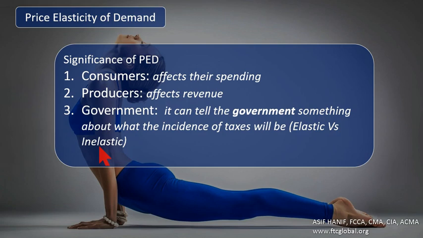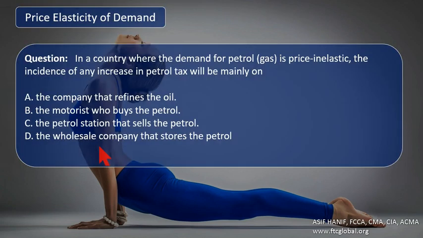Now let us try a few questions to grasp the idea well. In a country where the demand for petrol is price inelastic, the incidence of any increase in petrol tax will be mainly on, since the product is price inelastic, the burden of tax will primarily fall on the consumers. The motorist who buys the fuel, the load of taxes will be on the consumer, the motorist, and that makes B the correct option.